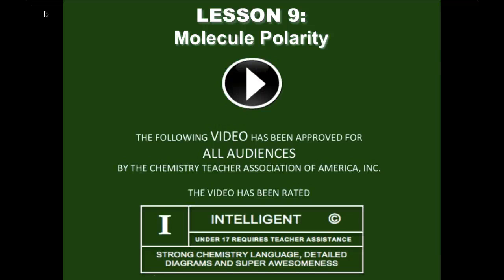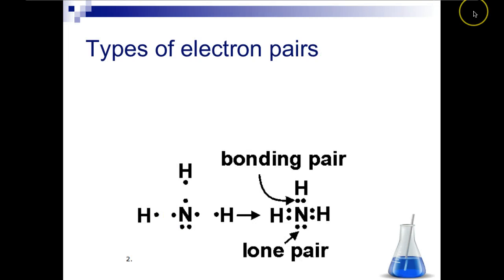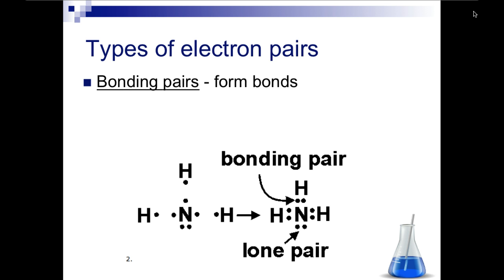Alright guys, let's look at lesson 9, which is molecule polarity. So we first have to talk about types of electron pairs. We've talked about these a little bit in class yesterday. So we have bonding pairs, which are the pairs of electrons that form bonds. And then we have lone pairs. Those are what we're going to call those non-bonding electrons.